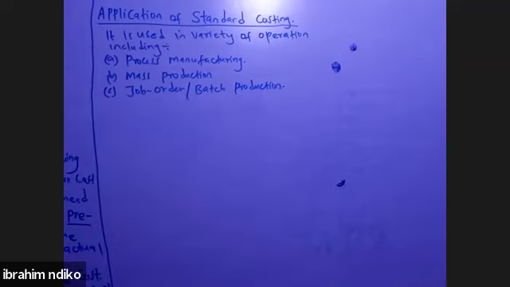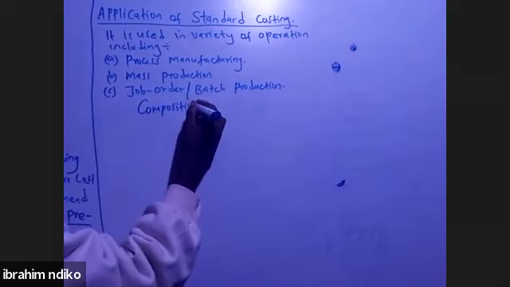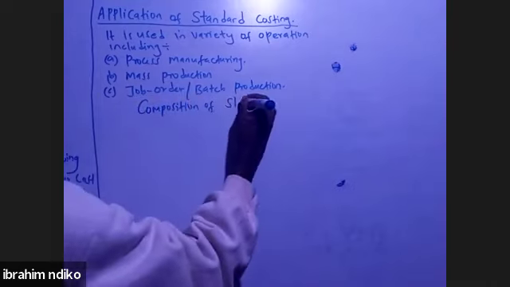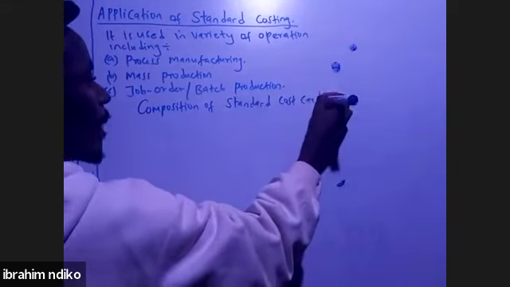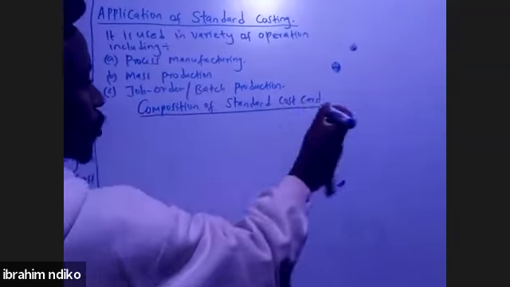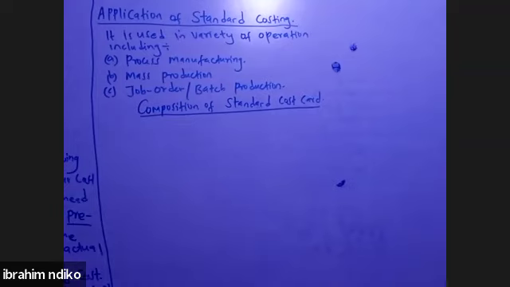Let's talk about composition of the standard cost card. Remember, I talked about the standard cost card. It's a card which shows the price of a product with their units, so the price per unit. It's a card which shows the elements with their price per unit.